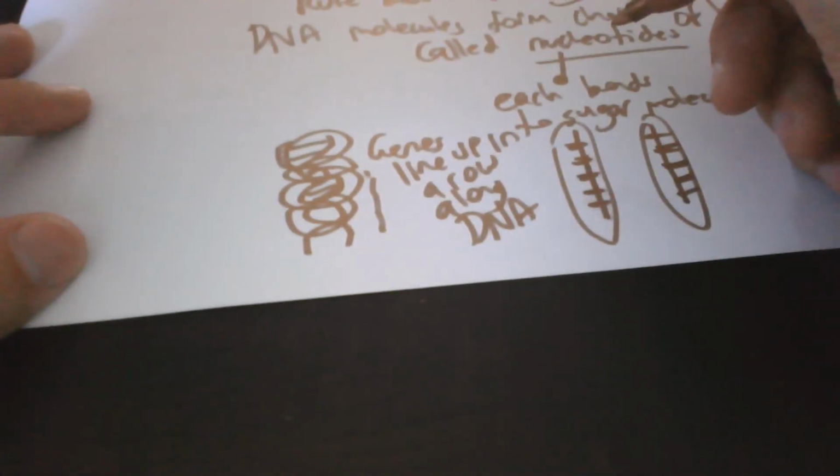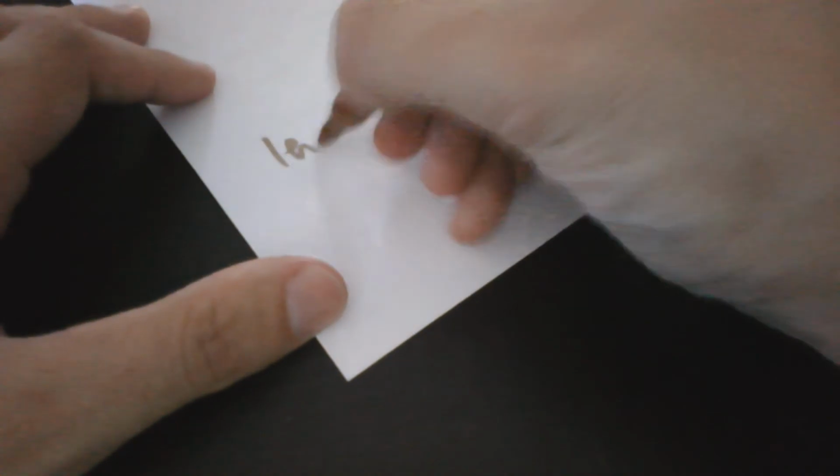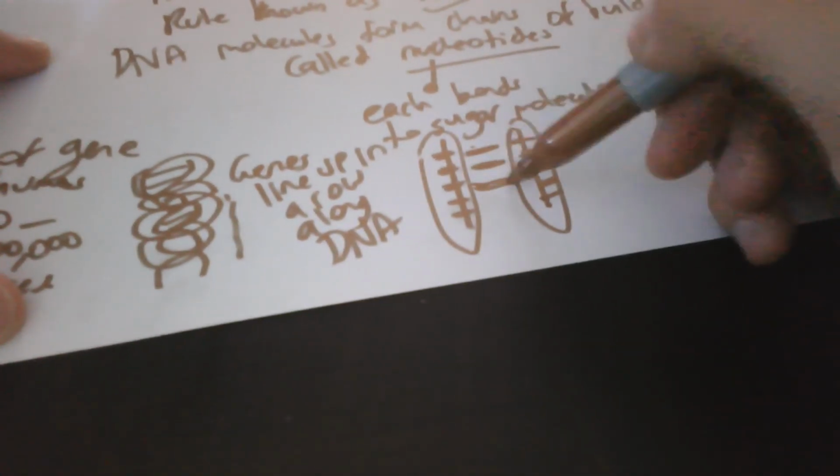In humans, a single gene can vary in length, from 100 bases to over 1 million bases. Bases, as in these things, the rungs. Remember the bases in the middle, connecting the two nucleotides.